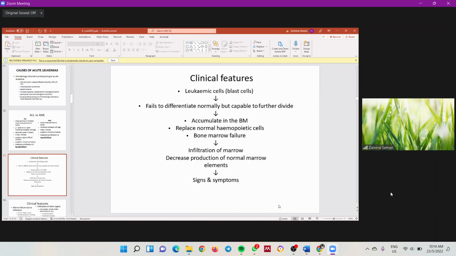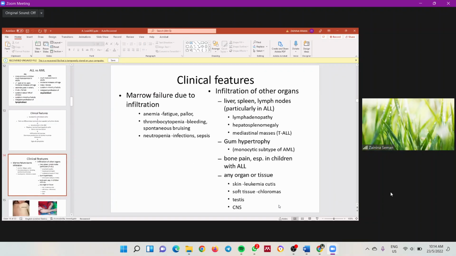So what happens if there is low platelet production and low red cell production, as well as no more normal white cells in the body? This is how clinical features develop. First, the marrow failure due to infiltration. Most commonly, they will have anemia. Why anemia? Because the blood cells already suppress the production of RBC. So RBC gives rise to low hemoglobin, and low hemoglobin manifests as anemia.